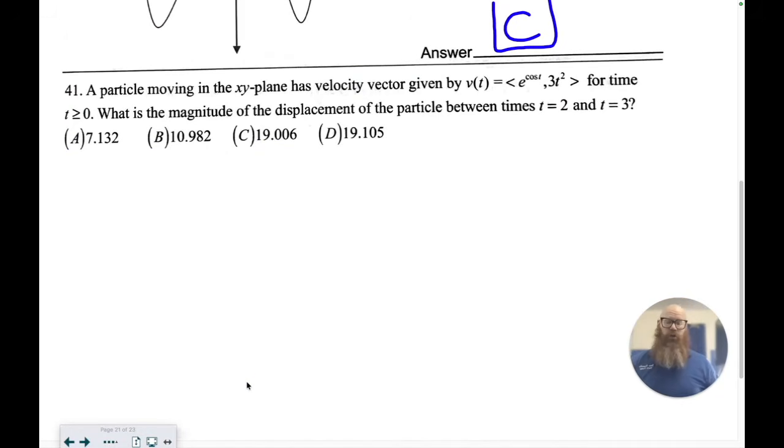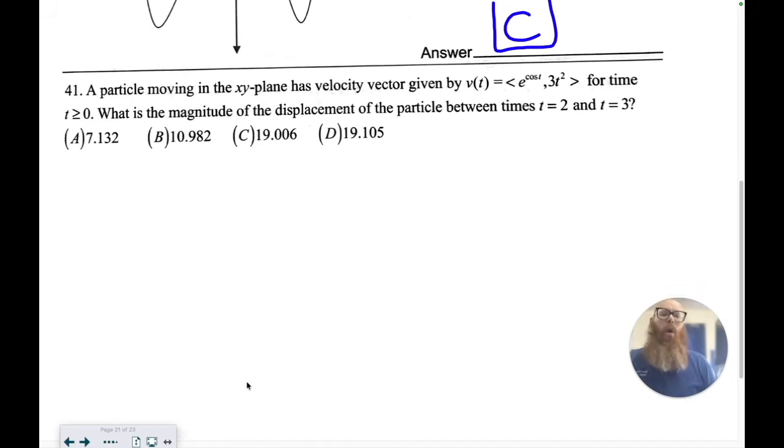All right, let's move on to number 41. We have a particle moving in the xy plane that has this velocity. They want to know the magnitude of the displacement. That's pretty tricky because displacement is just where it ended up compared to where it started, and the magnitude of it would just be the absolute value of that. Typically that can be very different from total distance. With total distance, you can move back and forth a lot and rack up distance, whereas displacement is just where you end up minus where you start. If that ends up being to the left, then you would just take the absolute value of that.